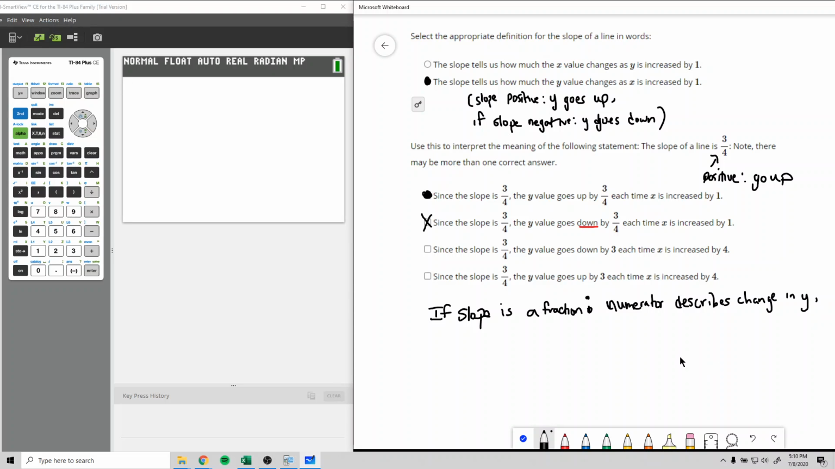You should have seen that if you looked at the lecture video. And then the denominator is talking about the change in x. And that is like the run. So it's rise over run. So if we have slope of 3/4, that means y is going to go up by 3 when x goes up by 4. And once again, really the thing that's making the third choice wrong here is it says the y value goes down by 3, which is bad because it's positive.